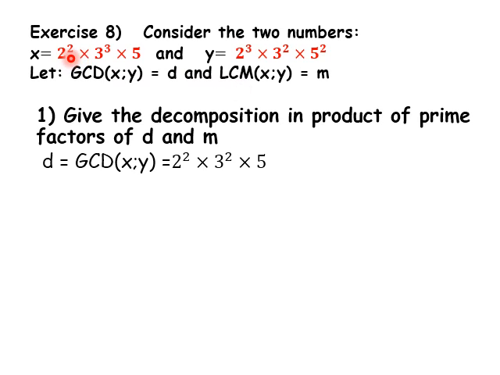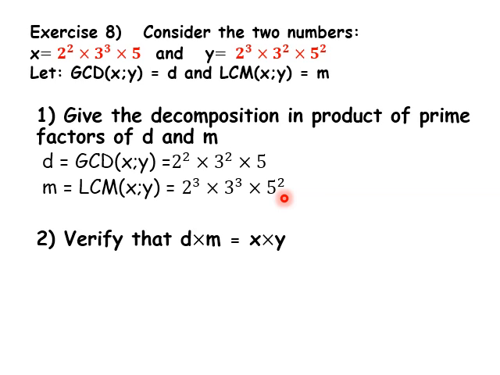Again, let's say 2 squared or 2 cubed. 2 cubed has the greater power, so I write it down here. 3 cubed or 3 squared: 3 cubed has the greater power, so I write it here. 5 or 5 squared, which of them has the greatest power? Definitely it's 5 squared, so I'll keep it here without calculation. Okay, this is part 1.